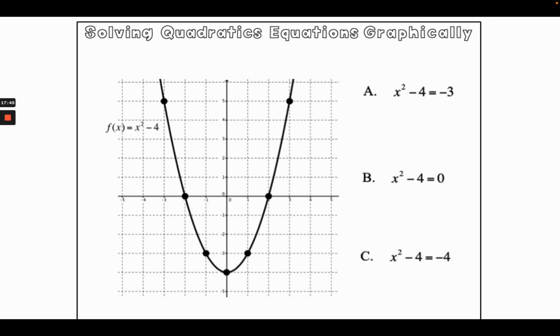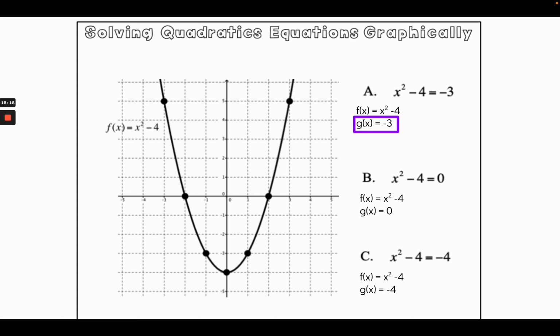Let's start graphing. In A, if I split the equations, this is what it looks like. F of x is x squared minus 4 and g of x equals negative 3. In B, f of x is x squared minus 4, and g of x is equal to 0. And C, f of x is equal to x squared minus 4, and g of x is equal to negative 4. So again, this is how I split all my equations. Choose a color. Let's go ahead and highlight g of x equals negative 3.